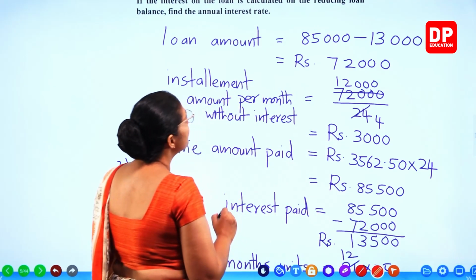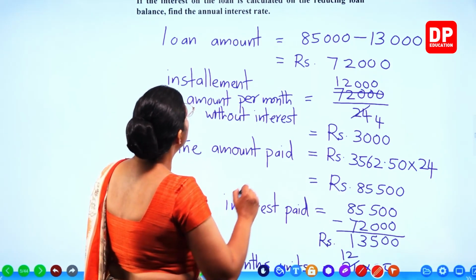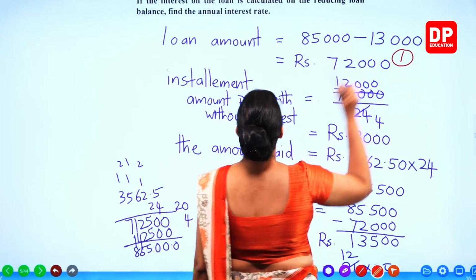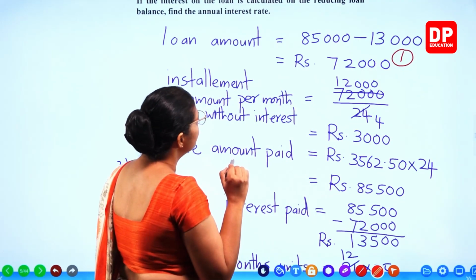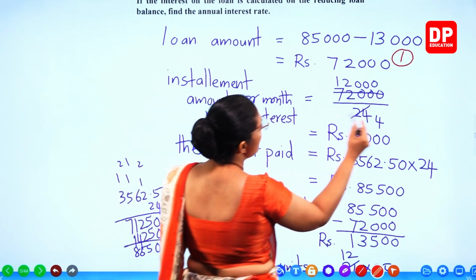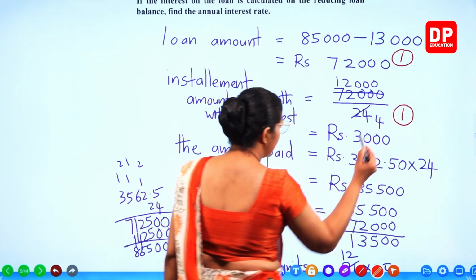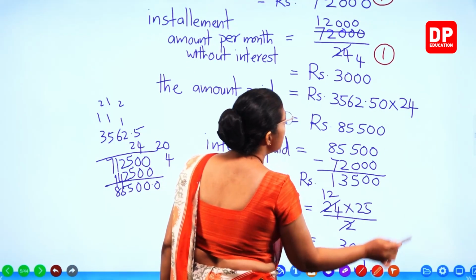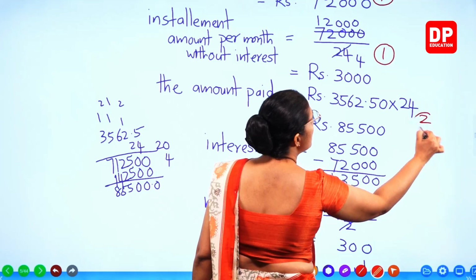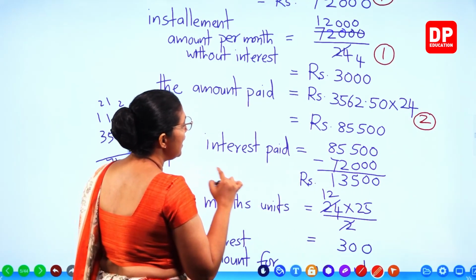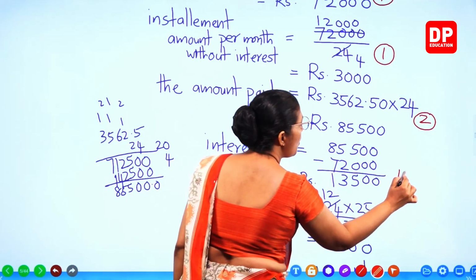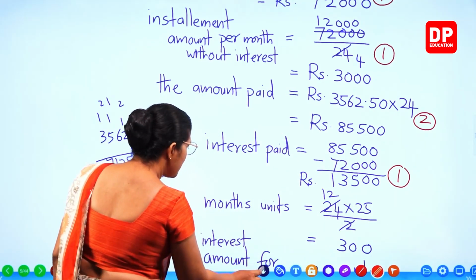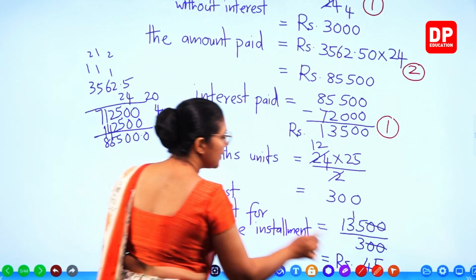We can give here 1 mark for finding the loan amount. Then for this step, again another 1 mark. Then calculating the total interest will give 2 marks. And calculating the interest paid, 1 mark. And month units, 2 marks.